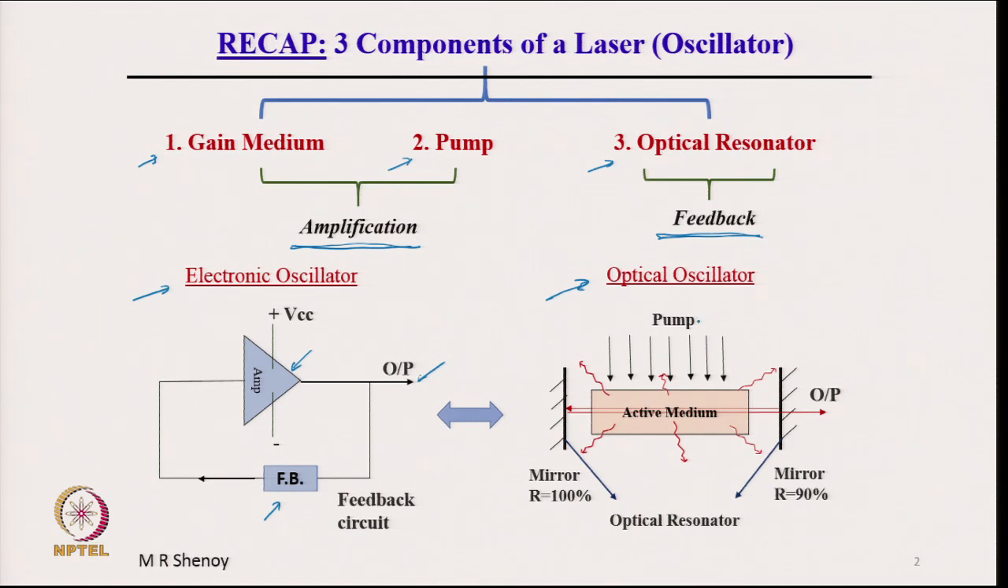The active medium is pumped suitably, and the optical resonator, which usually comprises two mirrors, either plane mirrors or spherical mirrors, provides the necessary feedback. That is, a part of the energy is fed back into the gain medium and a part goes out, which forms the useful output power.